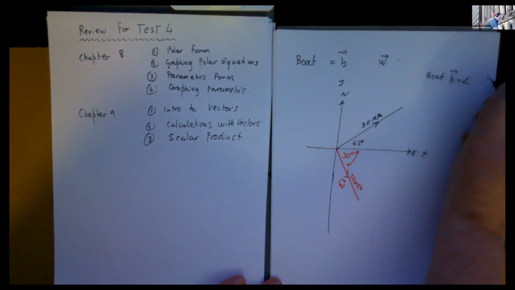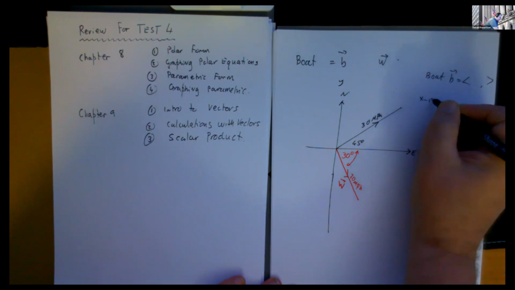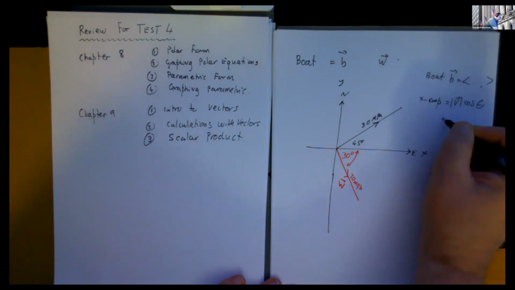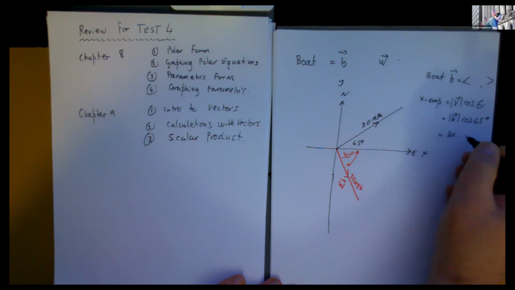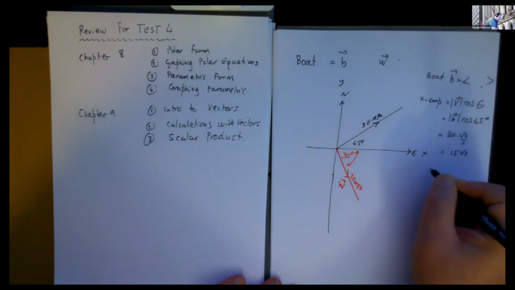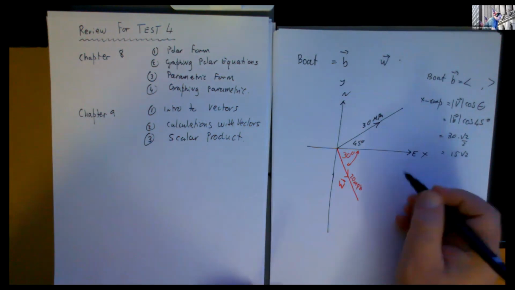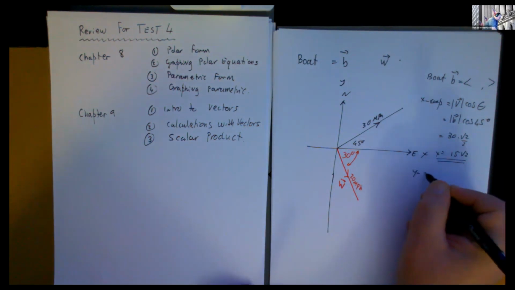So we start off by converting the vector of the boat into its component form. So the x component is the magnitude of the vector times the cosine of the angle in between. So in this case the vector is called b, and the angle is 45 degrees. And the cosine of 45 degrees is root 2 upon 2. So that gets me 15 root 2. That's the x component.